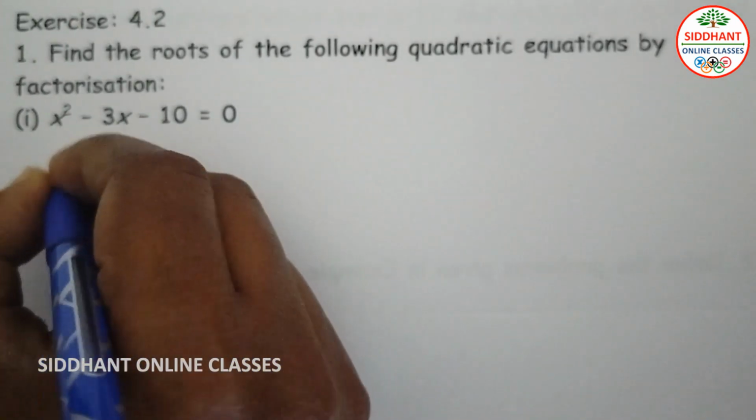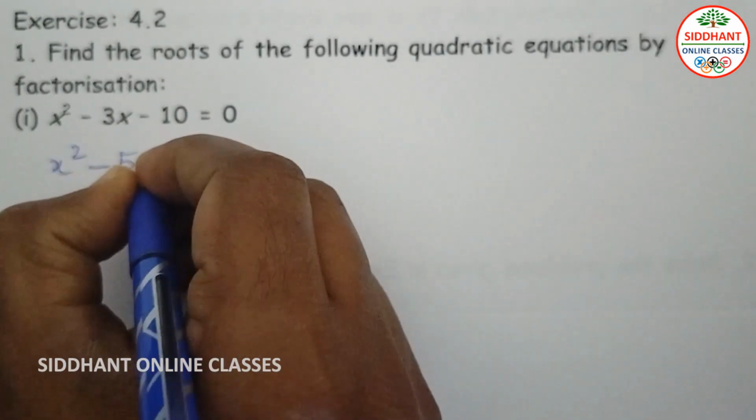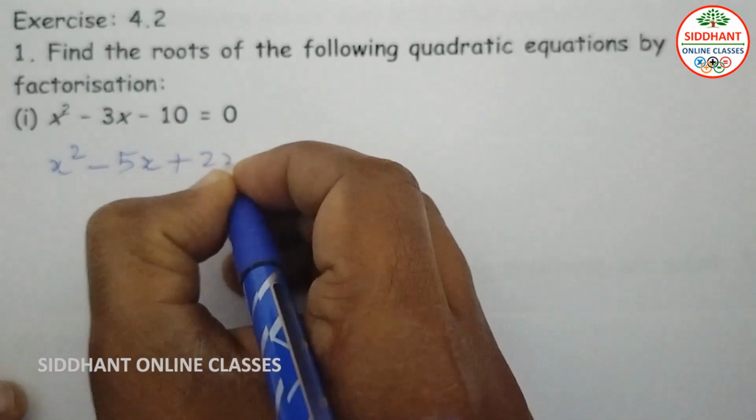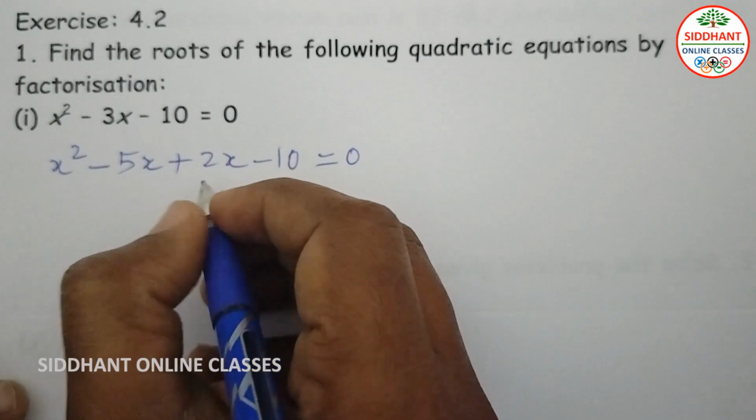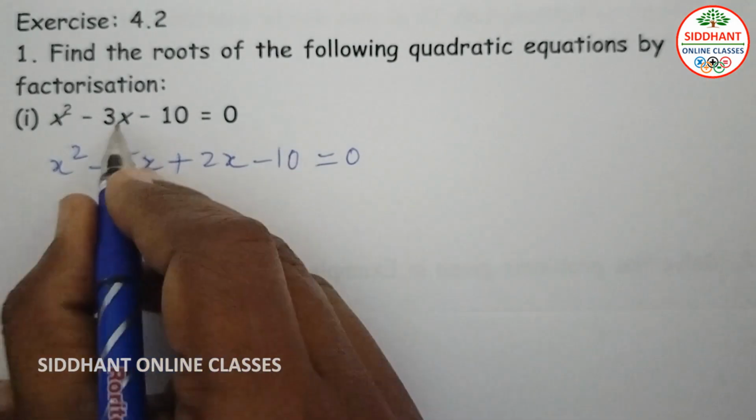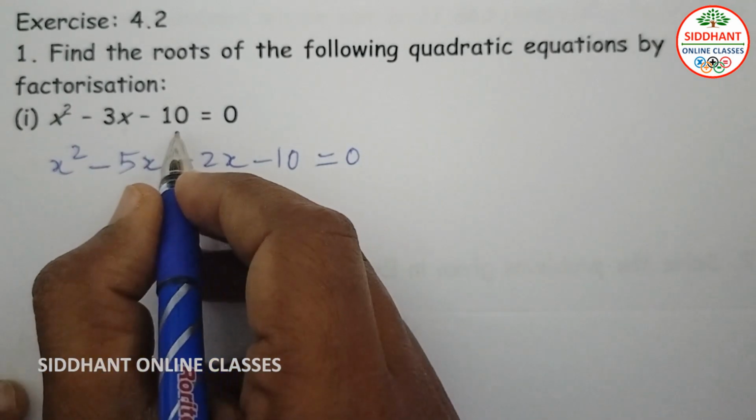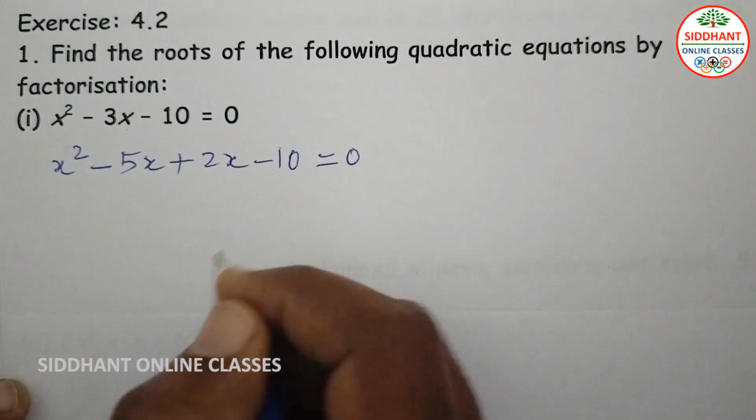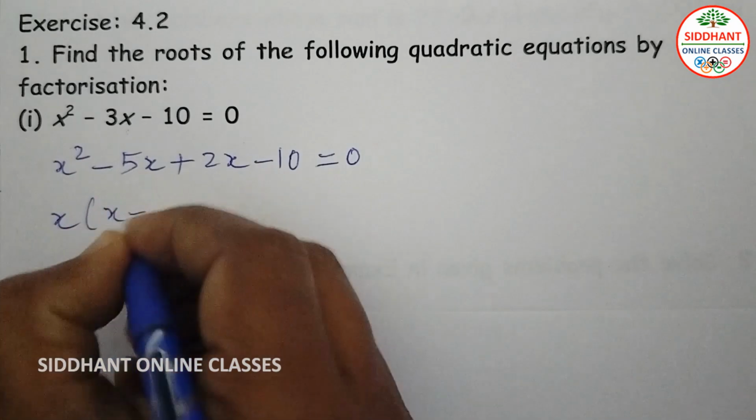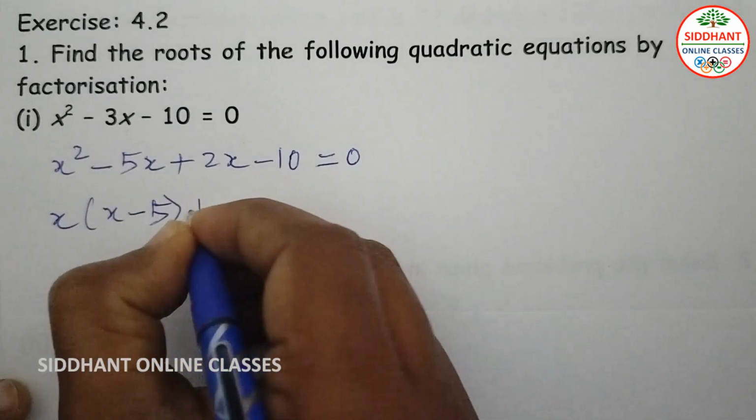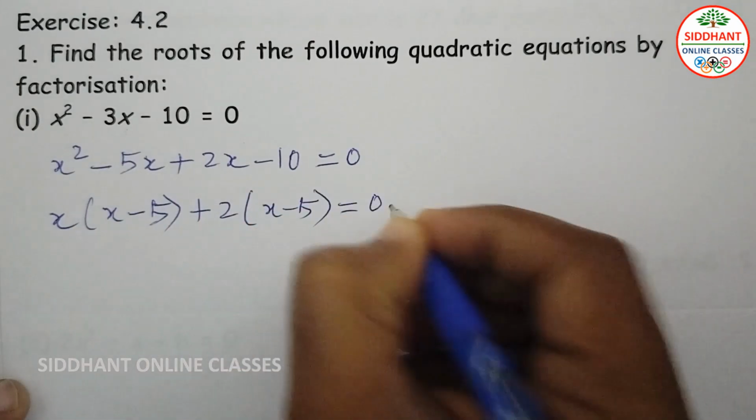So here we are going to take x square minus 5x plus 2x minus 10. So 5 and 2 we are taking as the factors. When you add, we get minus 3. When you multiply, we should get minus 10 x square here. So here x we are going to take common. So x minus 5 here plus 2 into x minus 5 equal to 0.